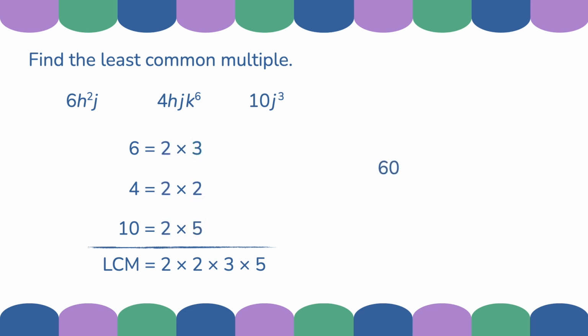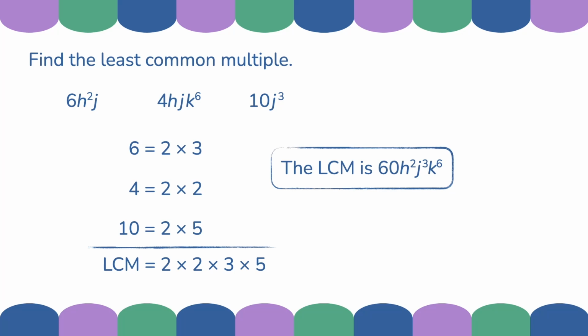Now let's look at the variables. The highest power of h we have across these monomials is 2. The highest power of j we have across these monomials is 3. And the highest power of k we have across these monomials is 6. So our LCM will be 60 times h squared times j cubed times k to the 6th power.